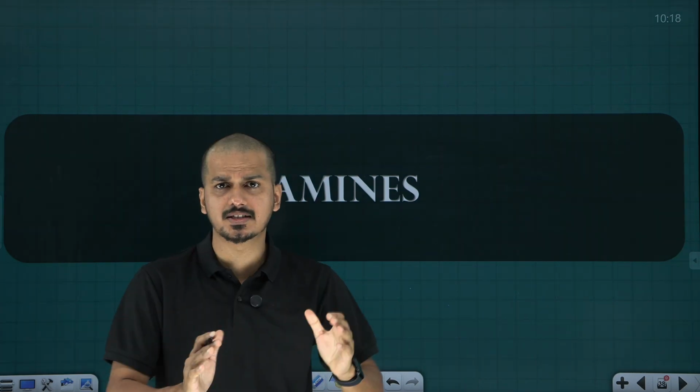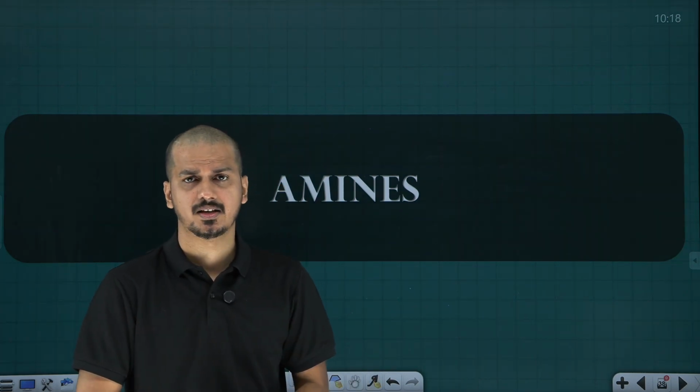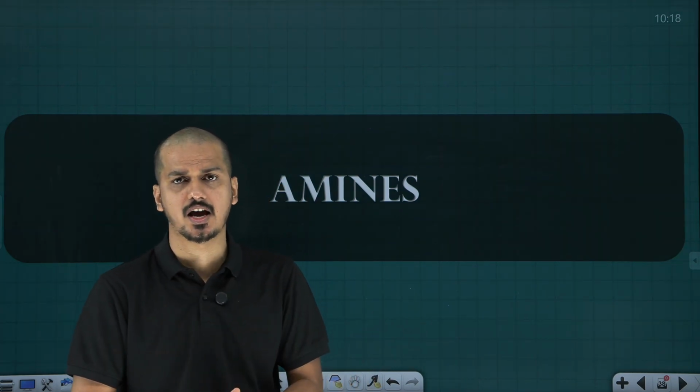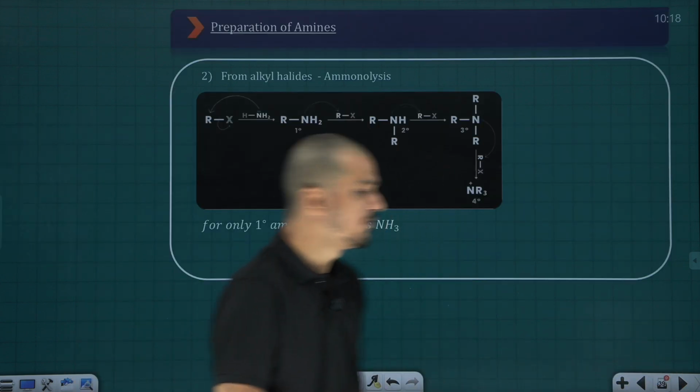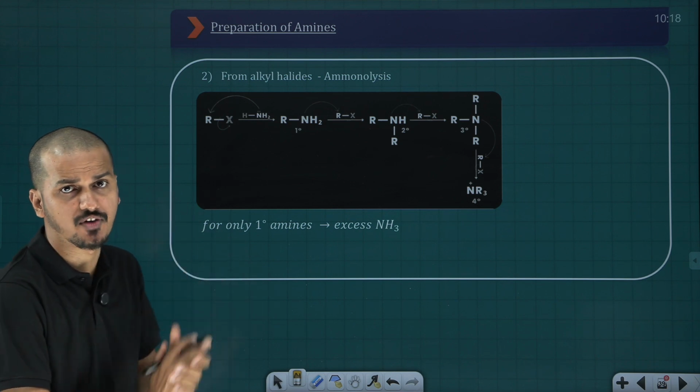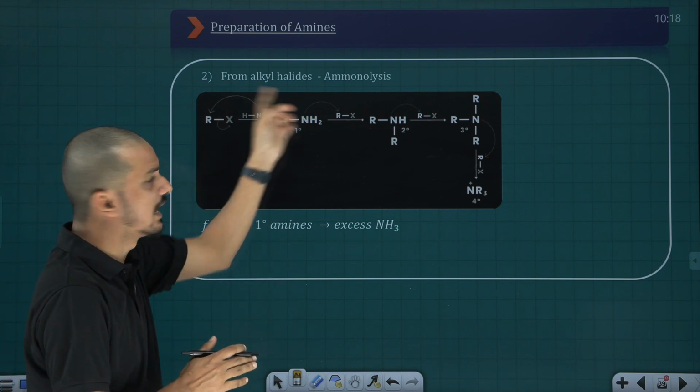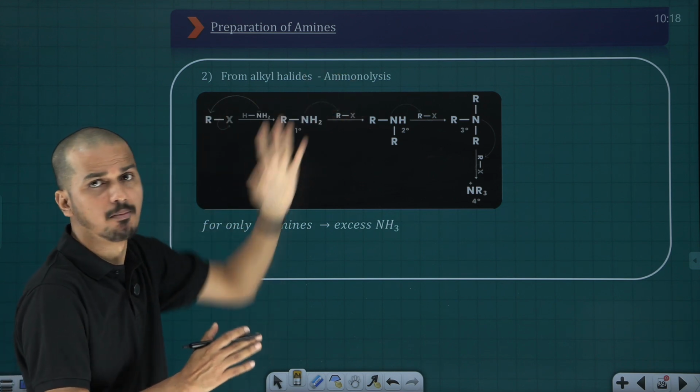Okay, so dears, the next chapter is amines. This is also related to haloalkanes and haloarenes. Many concepts are interrelated here. First of all, we have to learn the preparation of amines, that is, from alkyl halides. That is what is called ammonolysis.